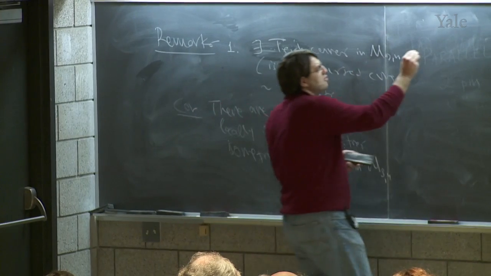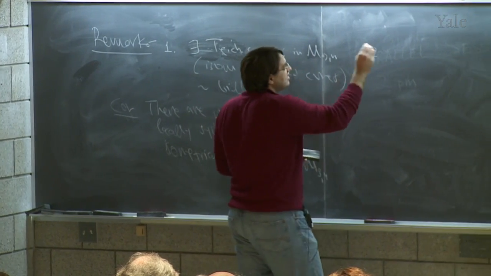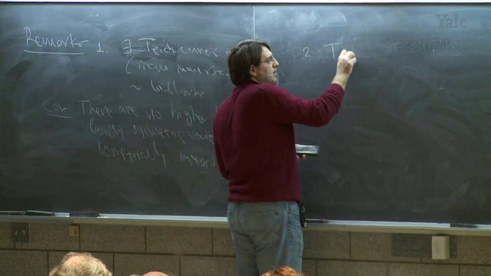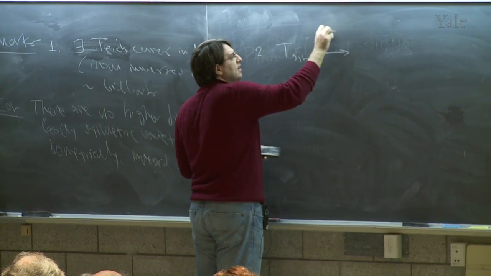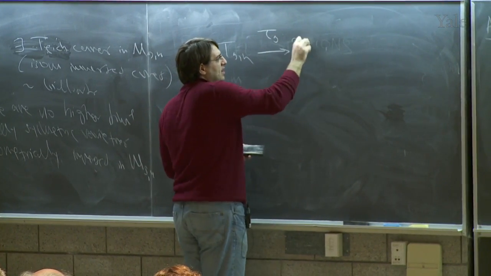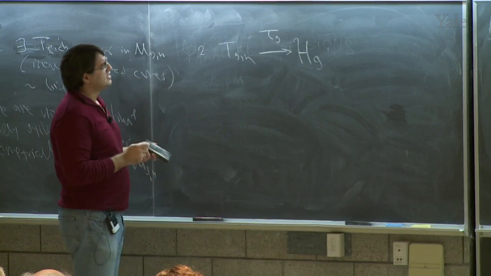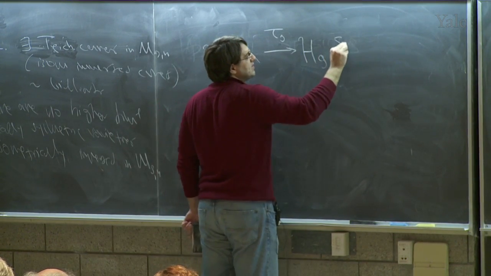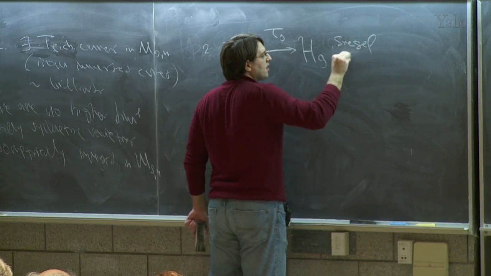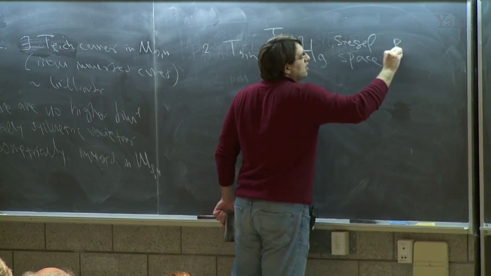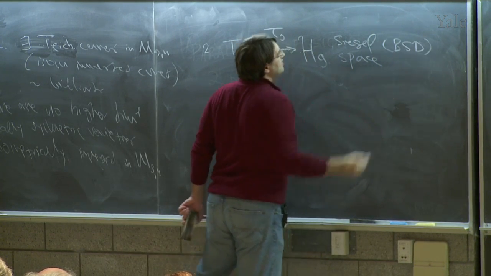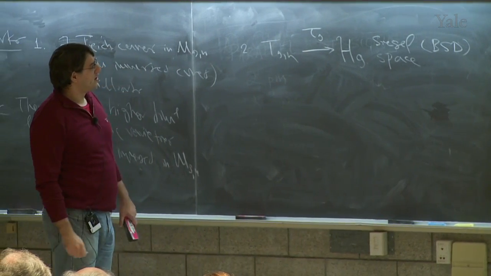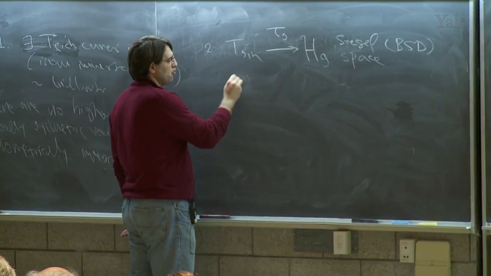So the second remark I want to make is, well, there exist holomorphic maps from Teichmüller spaces into bounded symmetric domains. So the simplest one is the Torelli map that sends a Riemann surface to its Jacobian. And it's a holomorphic map into the Siegel space, which is a bounded symmetric domain. These maps are known to be strictly contracting in most directions.